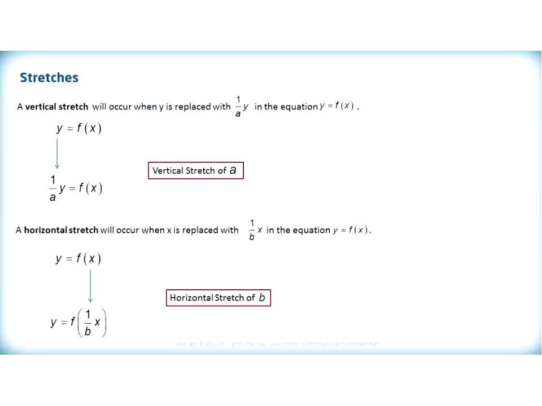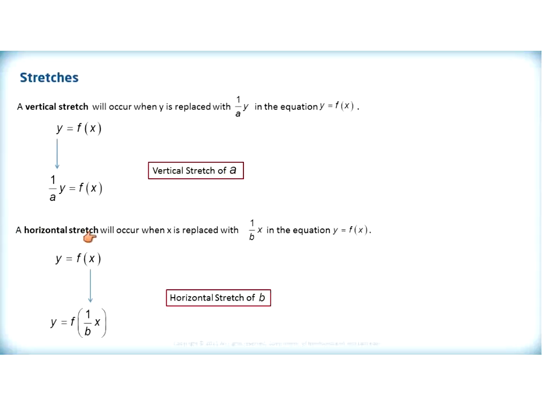Let's move on. Let's now have a quick look at stretches. A vertical stretch will occur when y is replaced with 1 over a y in the equation. So here's the equation, y equals f of x. I replace y with 1 over a y. This will result in a vertical stretch of a.